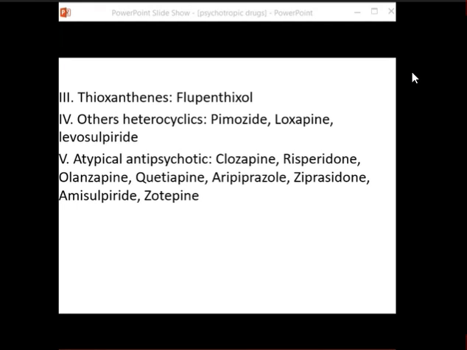And as for atypical antipsychotics, we have clozapine, risperidone, olanzapine, quetiapine, aripiprazole, ziprasidone, amisulpride, and zotepine. So these are the atypical antipsychotic drugs. Whereas the phenothiazines, butyrophenones, thioxanthenes, and heterocyclics are the typical antipsychotic drugs.